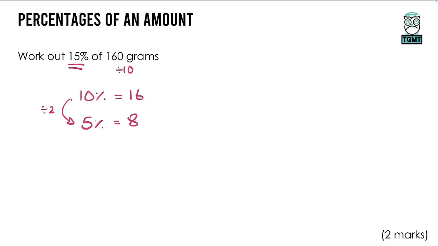We now have our 10% and our 5%, which combined makes 15%, and that would be 16 plus 8, which would be 24. So just remember, when finding a percentage of an amount, find that 10% and then break it down into smaller percentages to get to the percentage that we are looking for in the question.